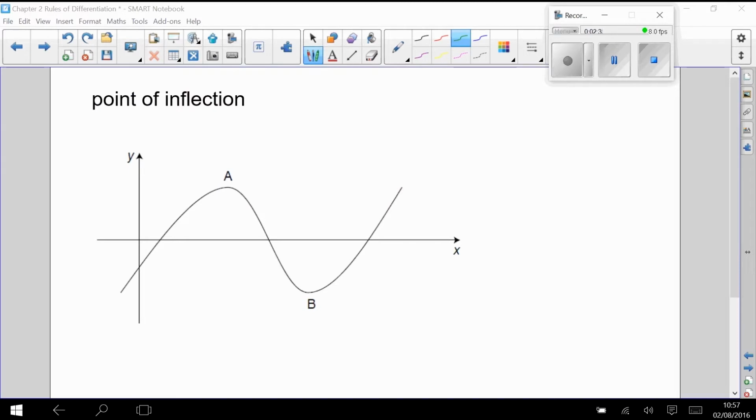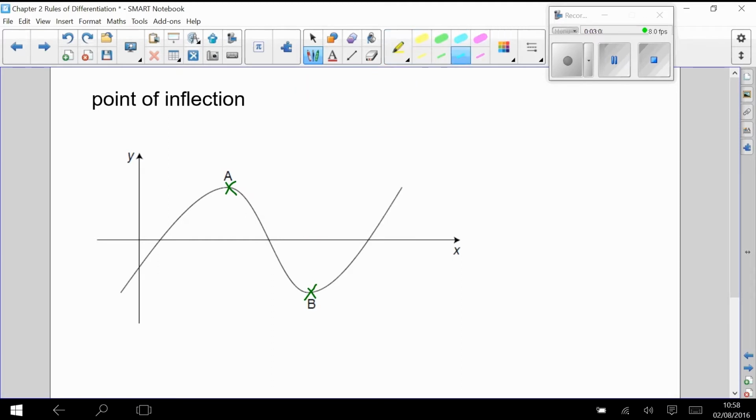Next, I also need to know, what is a point of inflection? Well, you can see that I have got a curve over here. I've shown you two turning points. A is a local maximum turning point, and B is a local minimum turning point. But somewhere between A and B, my graph changed concavity. Concavity is the shape of the curve.